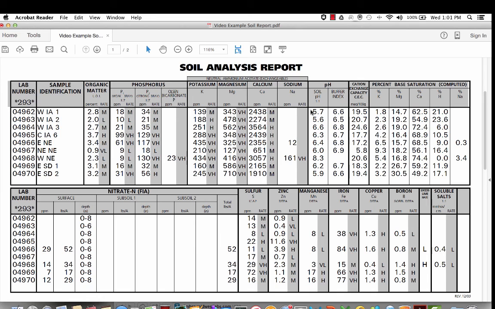This will be part 2 of our how to interpret soil test results. In the first video we looked at some of the basic properties of soils that you can see in a soil test. We looked at cation exchange capacity, we looked at organic matter, and we looked at soil pH as well as the buffer index used for making liming recommendations.